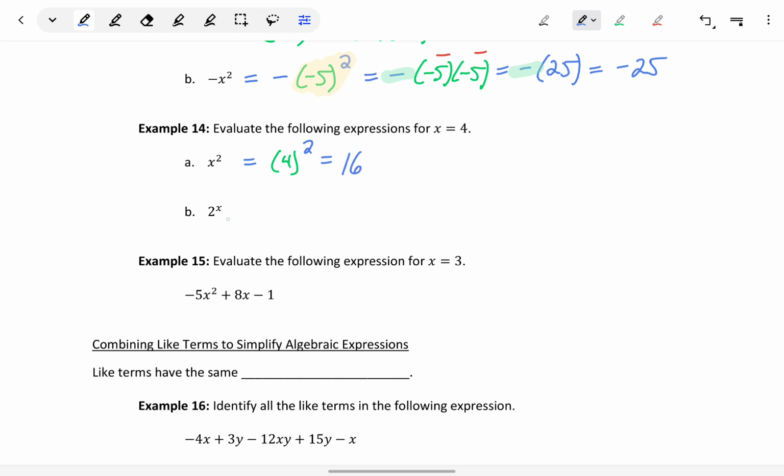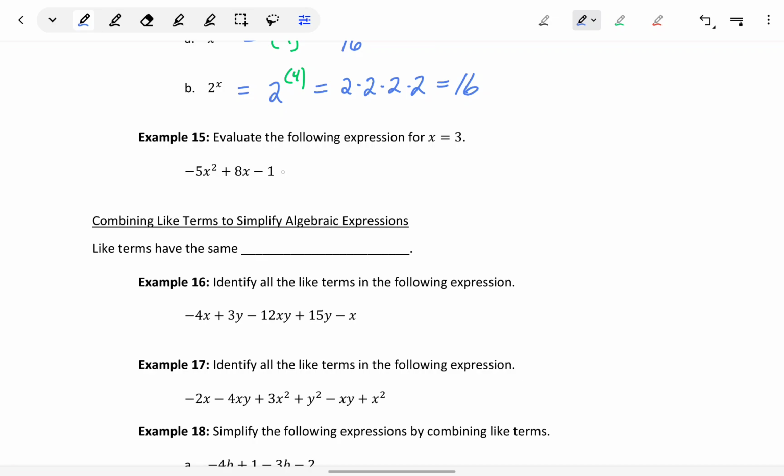That's a slightly different expression than what we have in part B. Instead of x being raised to the second power, now we have 2 being raised to the x power, so we're going to substitute that 4 into the exponent. 2 to the 4th power is the same thing as 2 times 2 times 2 times 2, which will be 16. In this case, we do end up with the same value, which is a bit of a coincidence. It is important to notice that we have two different expressions, whether the variable is being raised to an exponent or we have a number being raised to a variable exponent.